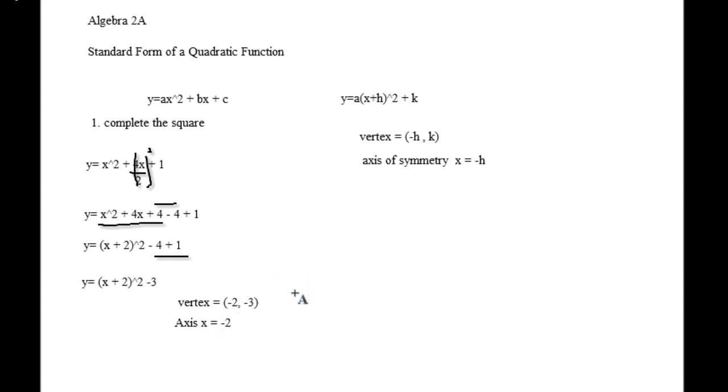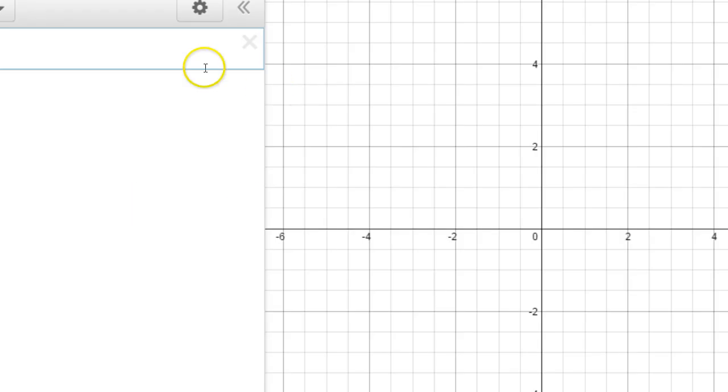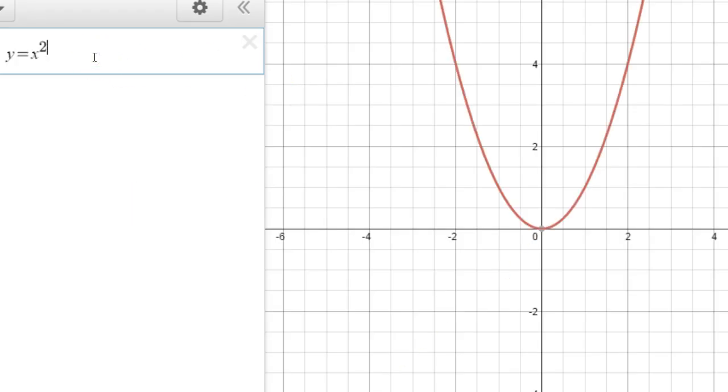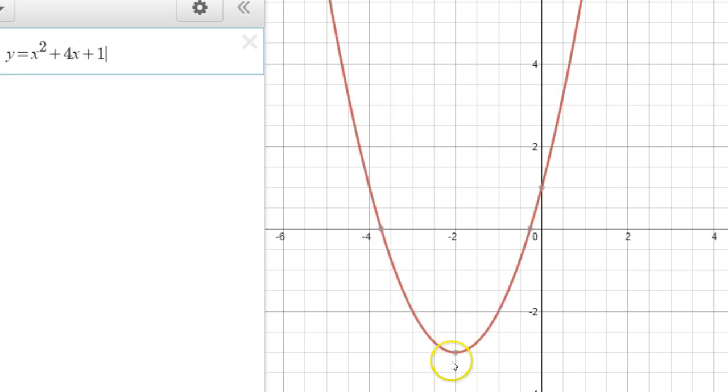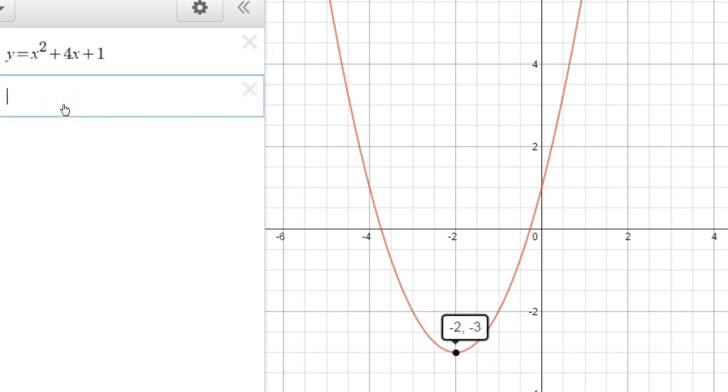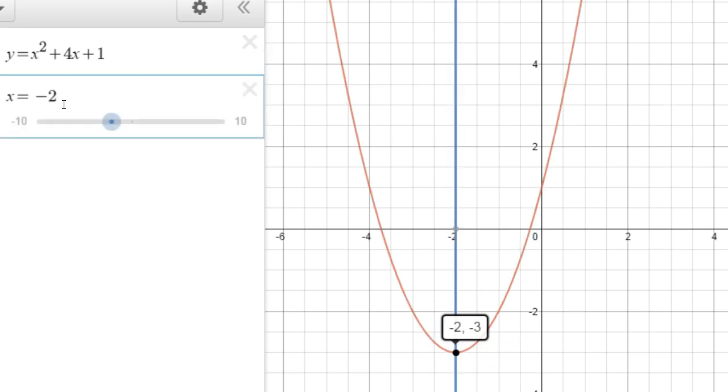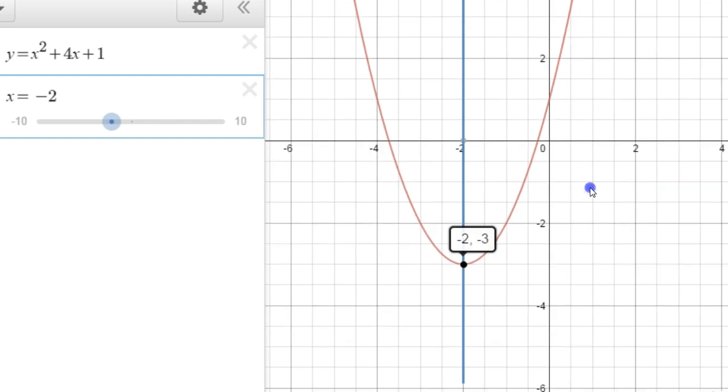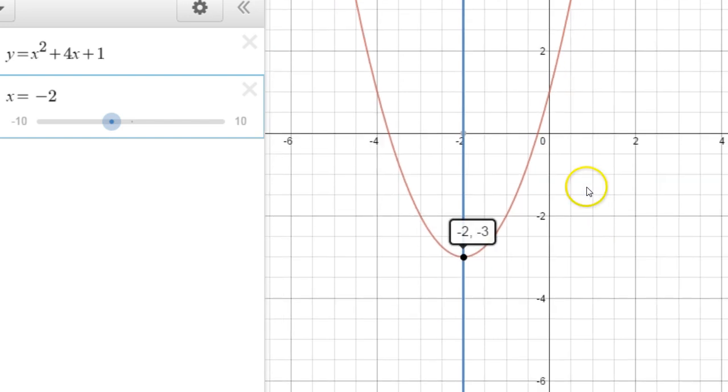Okay, so let's say we actually wanted to graph this just to verify it. So we go y equals x squared plus 4x plus 1. Okay, we go to check the symmetry. Oh, look at that. And we go to graph the actual symmetry, x equals negative 2, and there you go. Okay, so also another bonus of what you guys are looking at is we've defined some stuff.